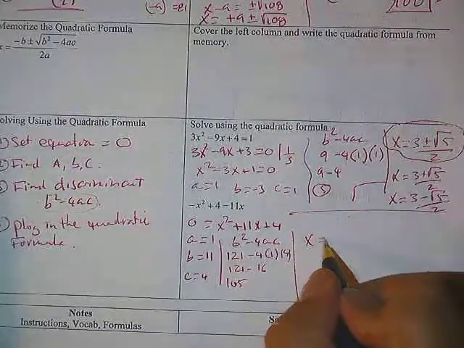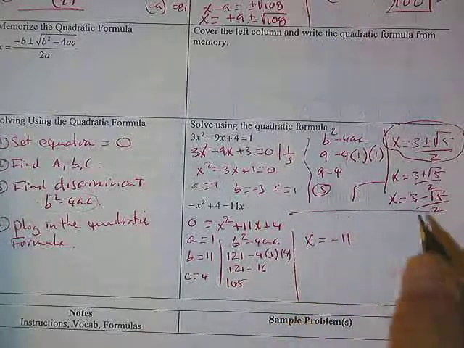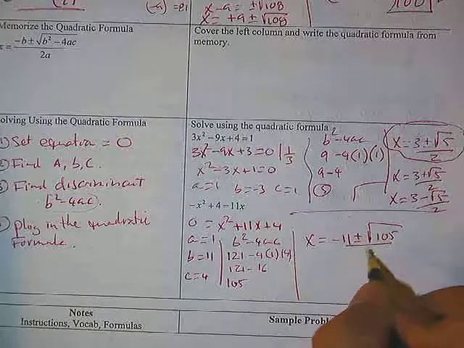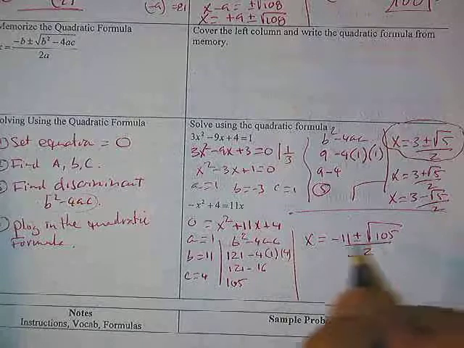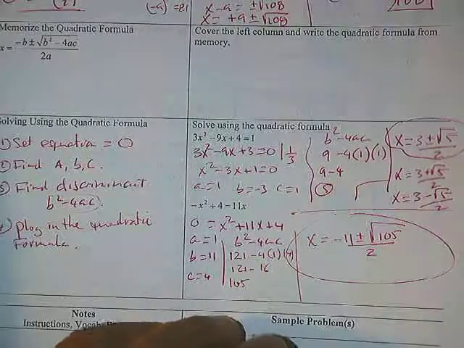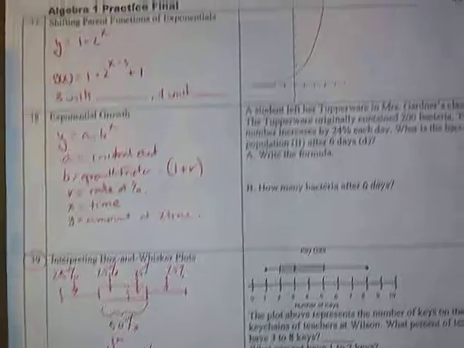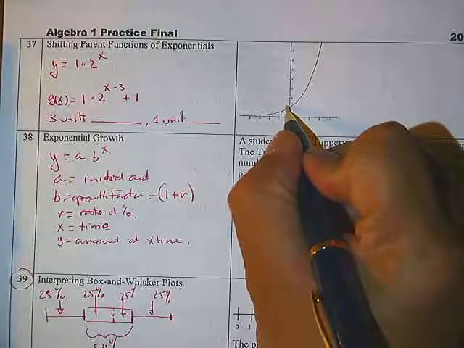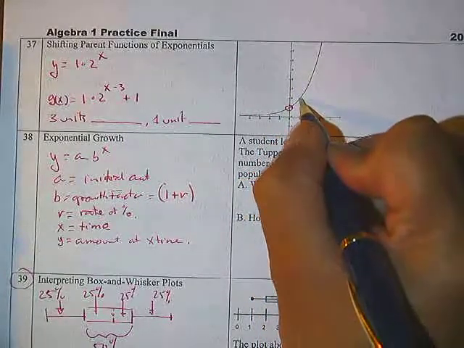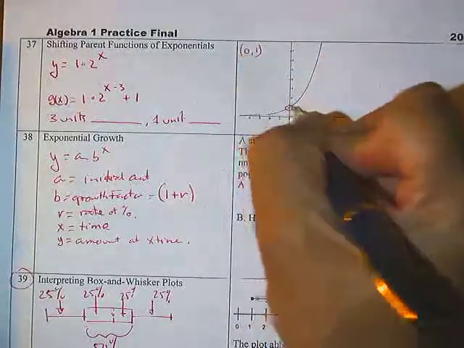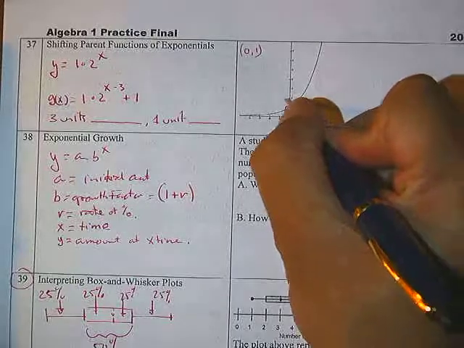And 121 minus 16, is that a nice number? 121 minus 16 is equal to 105. Alright, so now we have x is equal to minus 11 plus or minus the square root of 105, divided by 2 times 1. So there it is. And we're done. We're almost done. Let's turn the page to see if we're done. Oh my goodness, the last one. Alright, let's do this.